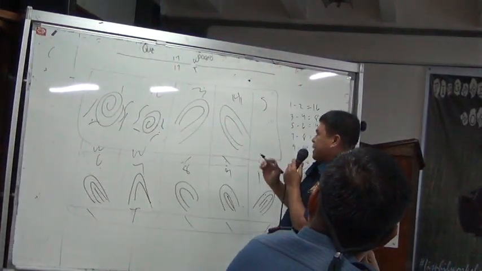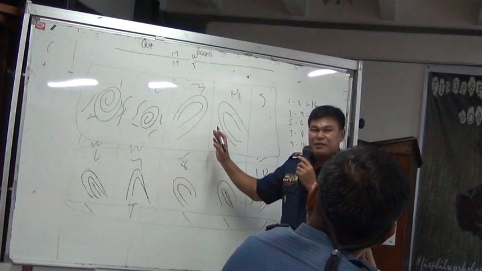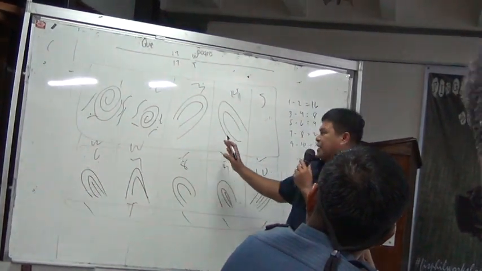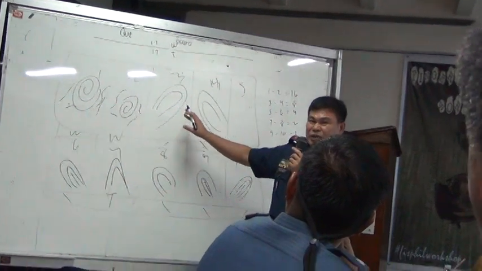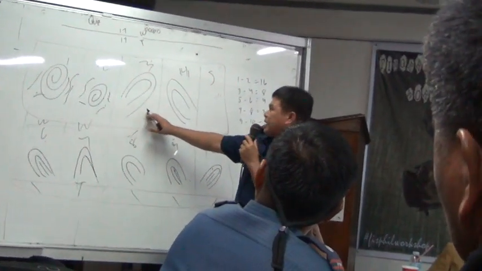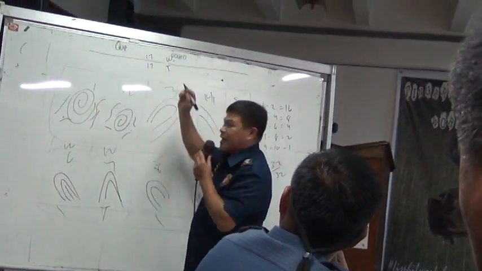Pero on the left side, may nakita tayo dito, radian. Di ba? May nakita tayong radian. Nasaan yun? Ito, yung third finger, yung right middle finger. So yun po ang lalagyan mo siya ng letter R.